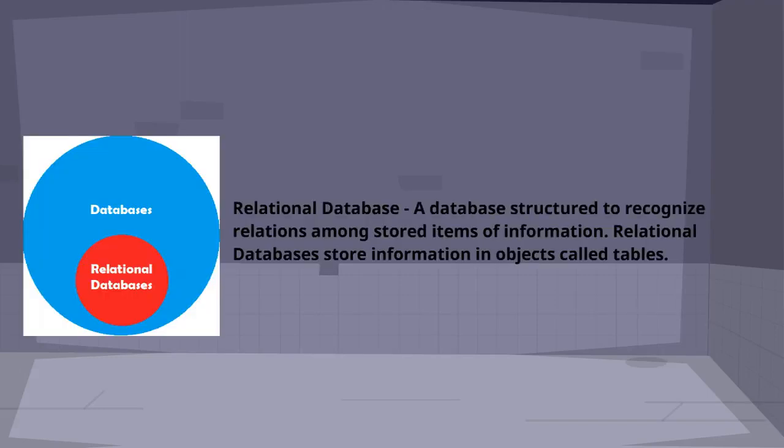The next word, relational database. According to Google, a relational database is a database structured to recognize relations amongst the stored items of information. A key quality of relational databases is that they store information in objects called tables. So databases, while they might not be relational databases, a relational database is always a database. So there are types of databases that are not relational.